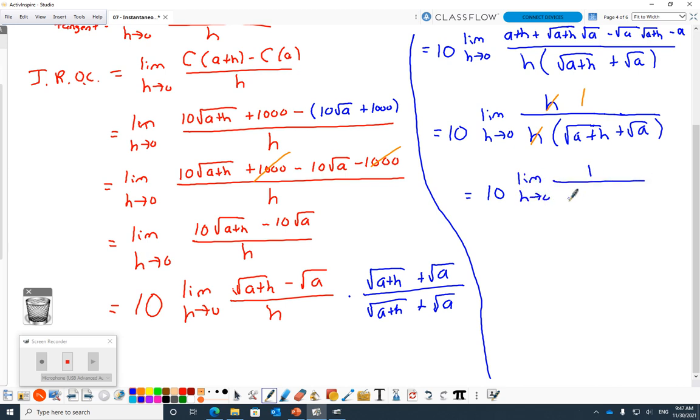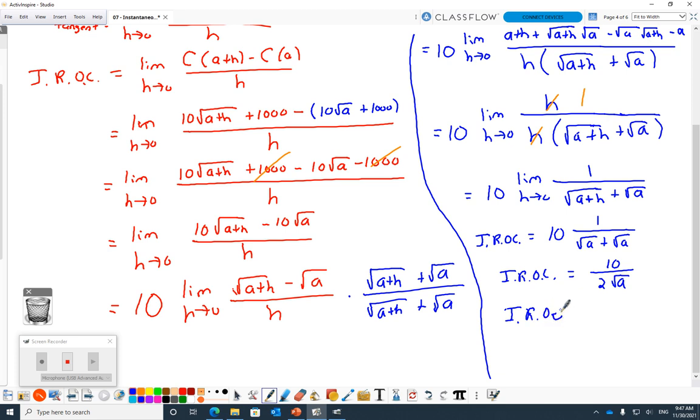1 over, now the numerator, still a mess. Now I can sub in h equals 0. My last line is instantaneous rate of change equals 10 times 1 over root a plus root a. Instantaneous rate of change equals 10 over 2 root a. Ooh, I can do a little bit better. Instantaneous rate of change equals 5 over root a.